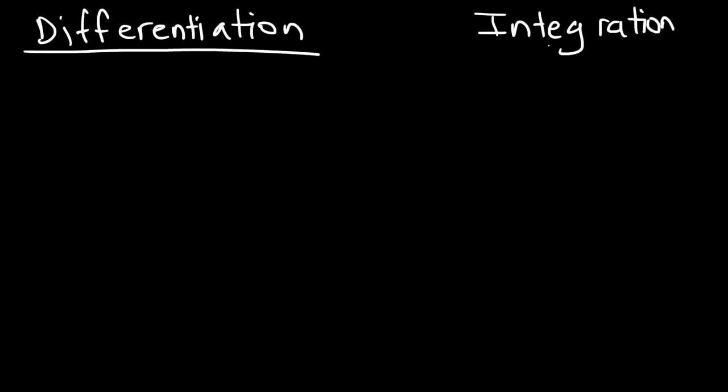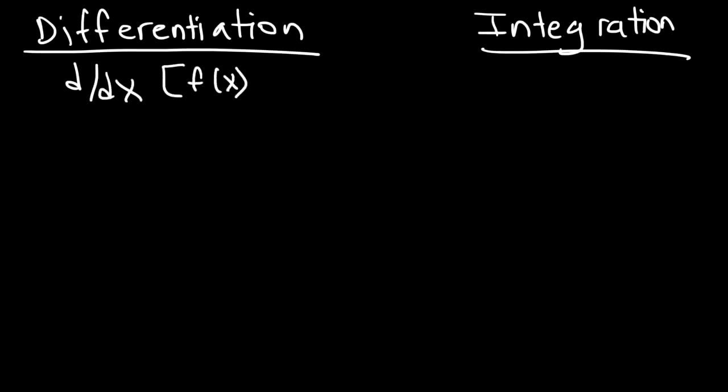So differentiation is the process of finding the derivative of something. Let's say the derivative of f of x, which is f prime of x. Integration is the process of finding the antiderivative, which can give you the original function.